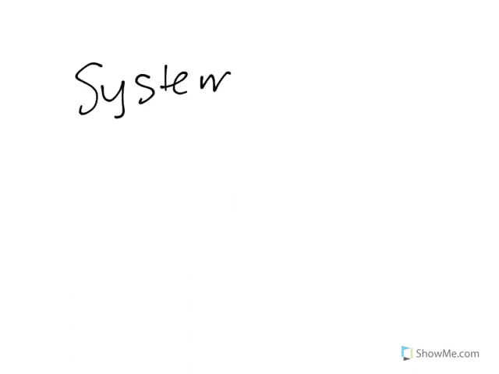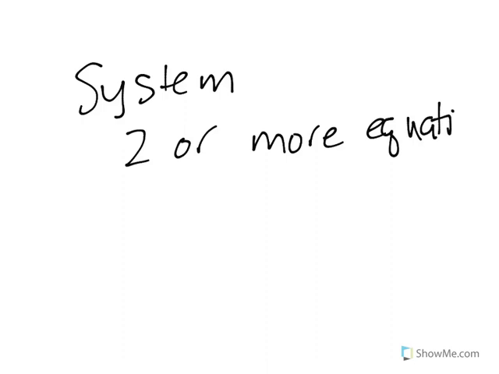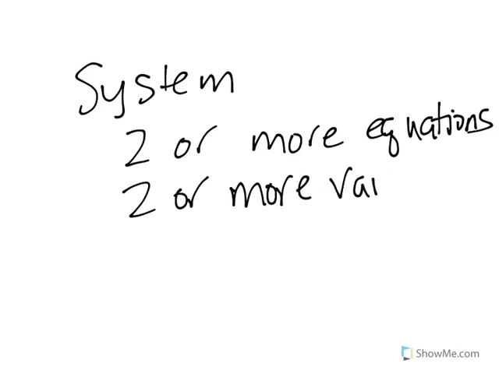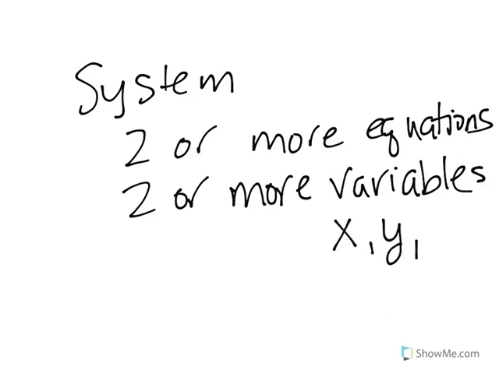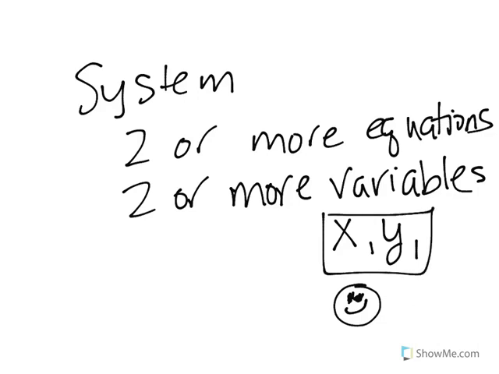is two or more equations and they have two or more variables. And a variable, as you know, are placeholders for numbers. They're symbols. We use X, we use Y, we use all kinds of other letters. Sometimes we'll even put a smiley face in there as a placeholder. But most of the time we're going to use X and Y.